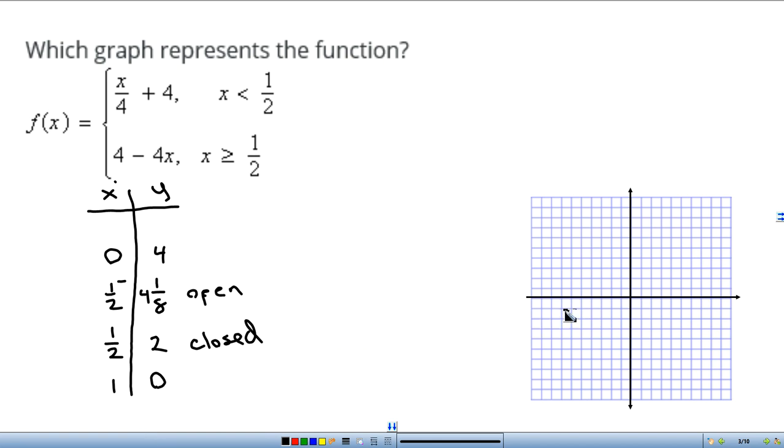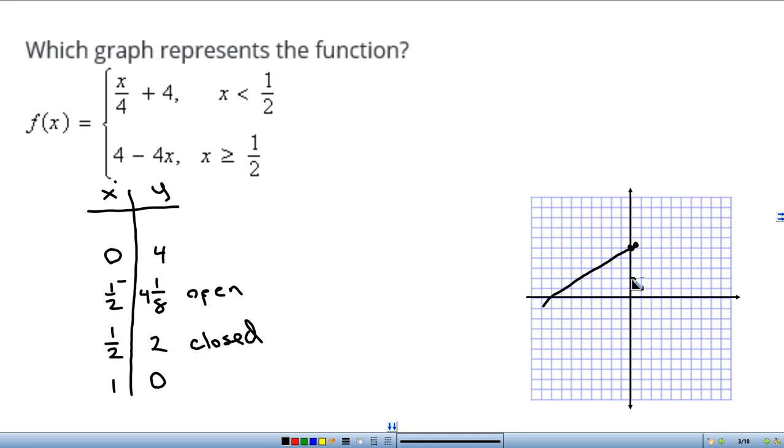Okay, so I'm going to take and plot it. It's going to be a really kind of wonky plot, but whatever. So at 0, I'm at 4. But then when I get to just left of 1/2, I'm going to be at 4 1/8. So I'm going to go like here. And that's an open circle. So I got a straight line going this way. And then I have 4 minus 4x. So at 1/2, I'm at 2. And it's a closed circle.